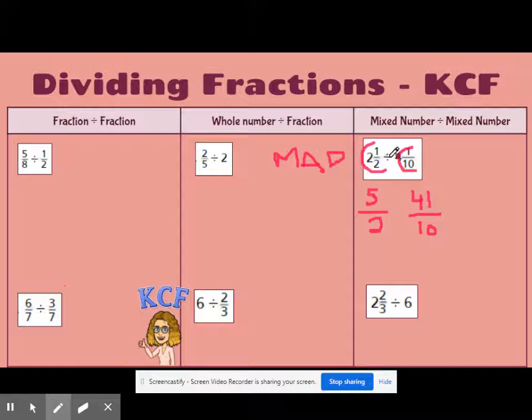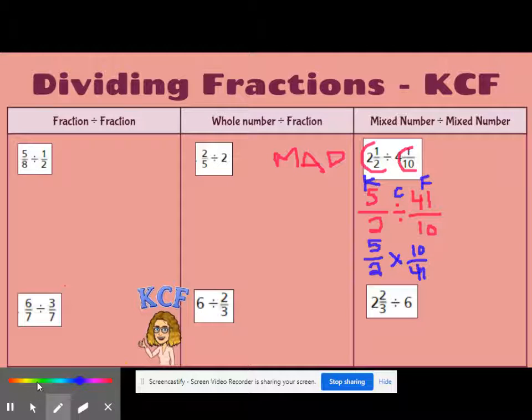Now, this is the original problem. I haven't done anything to divide my fractions. All I've done is change it so I have a top and a bottom. Now I can do the problem. I have to keep, change, flip. So I'm going to keep 5 over 2. I'm going to change this to multiplication, and I'm going to flip this to 10 over 41.